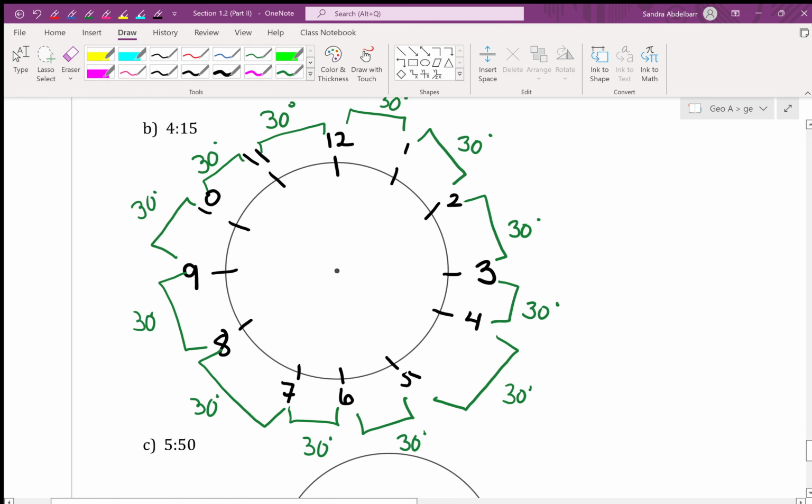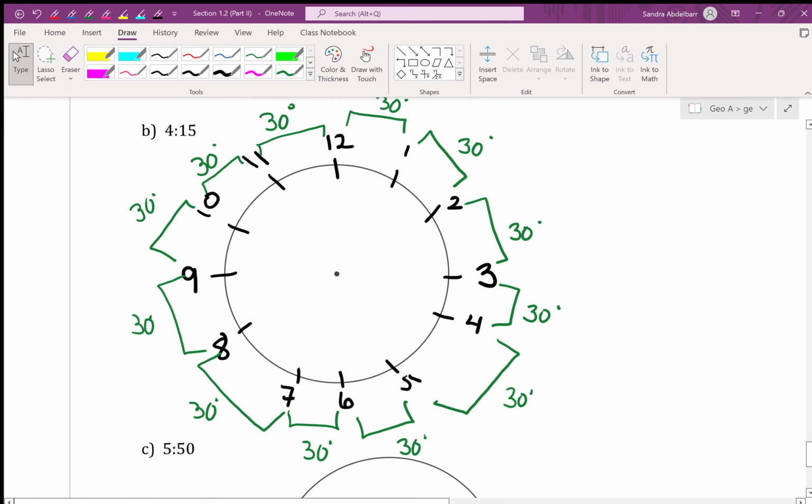Okay, at 4:15, the big hand, the minute hand, is on exactly which number? The 3, very good. And do we agree at 4:15, we're somewhere between the 4 and the 5, still closer to the 4, but between the 4 and the 5? Yes, the hour hand is somewhere between the 4 and the 5. All right, so now let's figure out where exactly that's going to be. So this is where I'm going to throw you for a loop. So just try to stay with me. If you follow this process every time, it will always work.